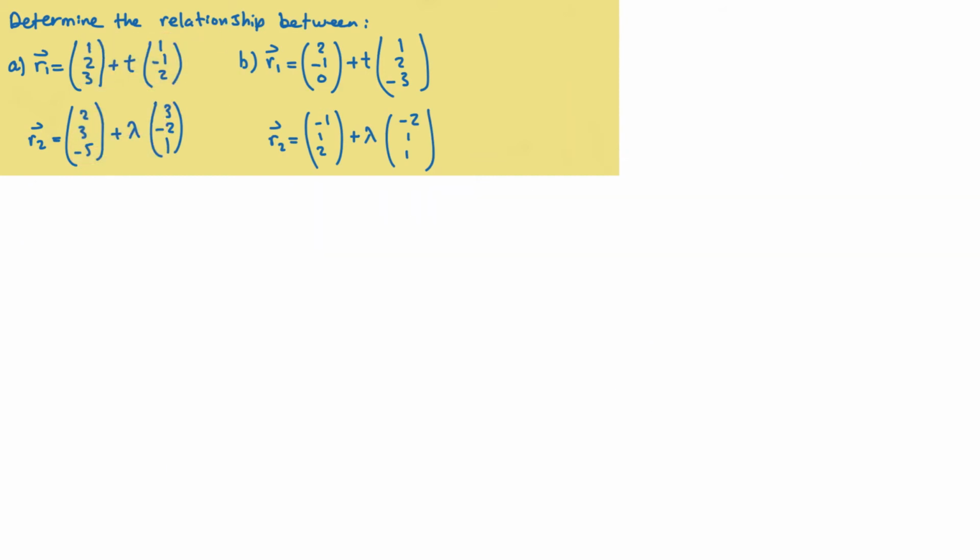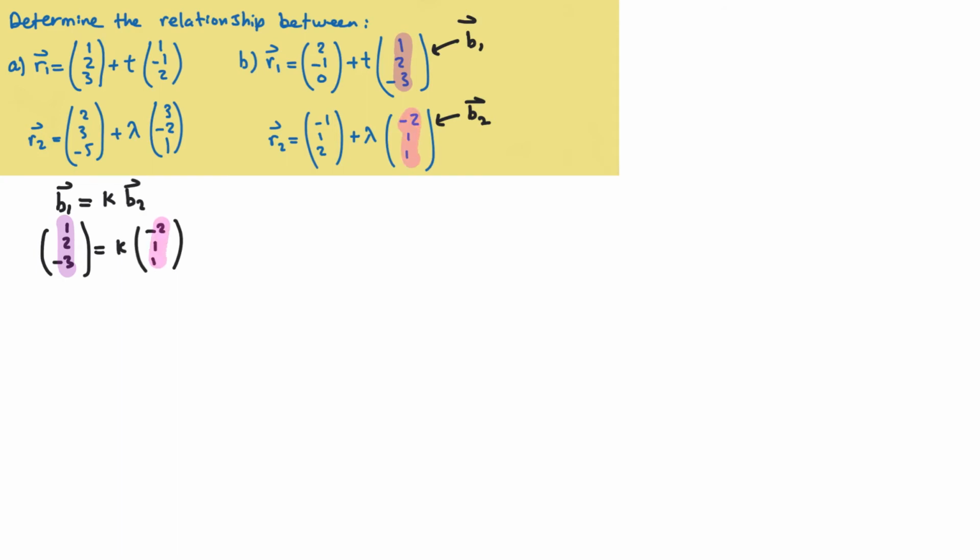For the second part of the question, we're going to use the same procedure. So we're going to start with labeling the direction vectors, b1 and b2. And let's see if they're parallel. So is b1 equal to k times b2? So we got 1, 2, and negative 3 equal to k multiplied by negative 2, 1, 1. And to label things, this is our first one, and this is our second one.